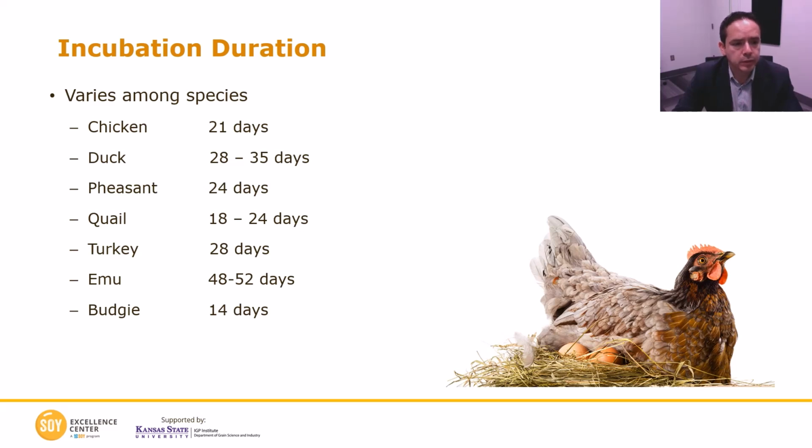But it is important to mention that the incubation duration varies among species. So for chicken, it's going to be 21 days. Duck is going to be between 28 and 35 days. Pheasants, 24 days. Quails from 18 to 24 days. Turkeys, 28 days. And then I think the most important part to mention here is that typically, as the birds get bigger, then the time of incubation is longer.